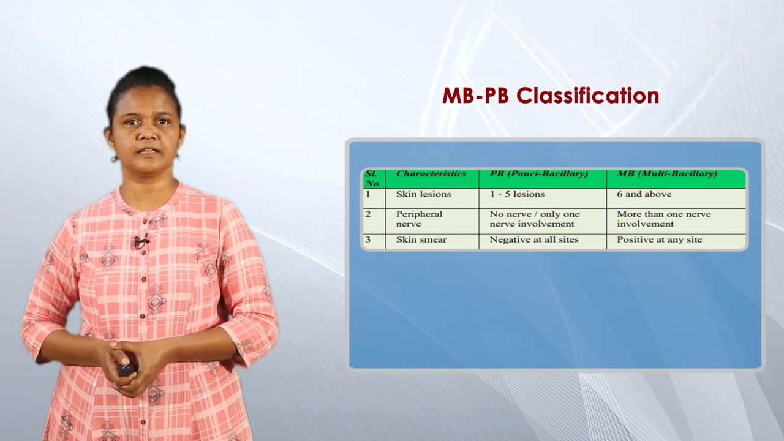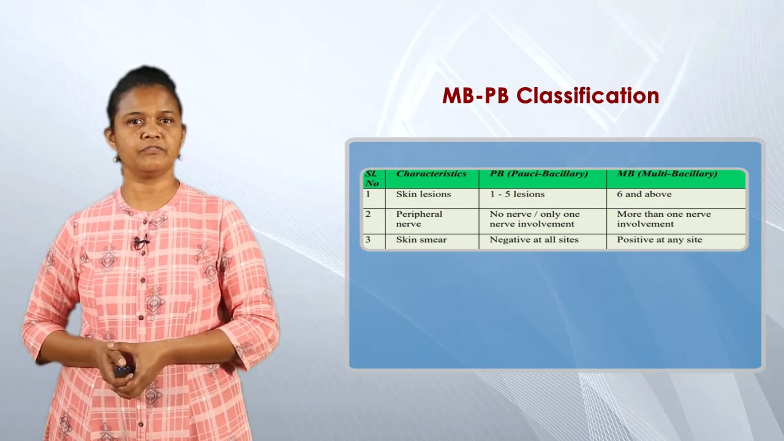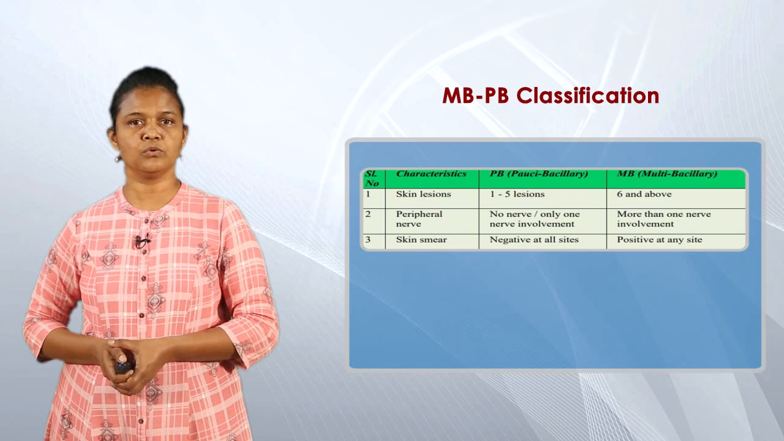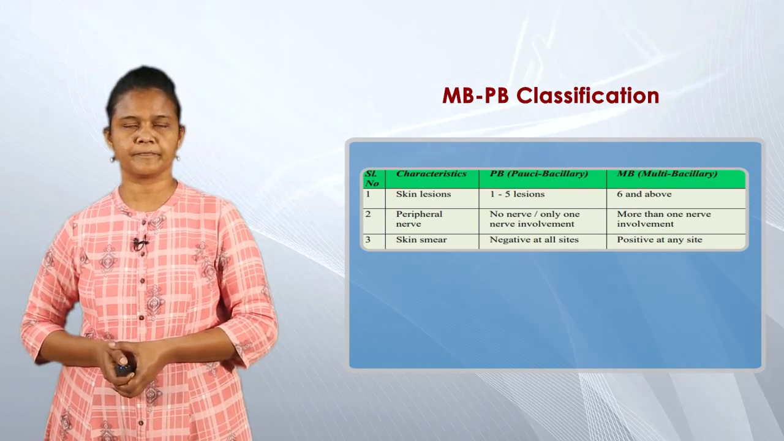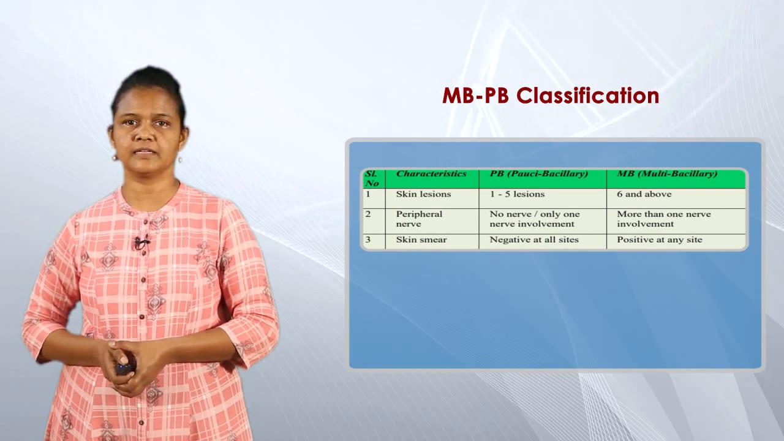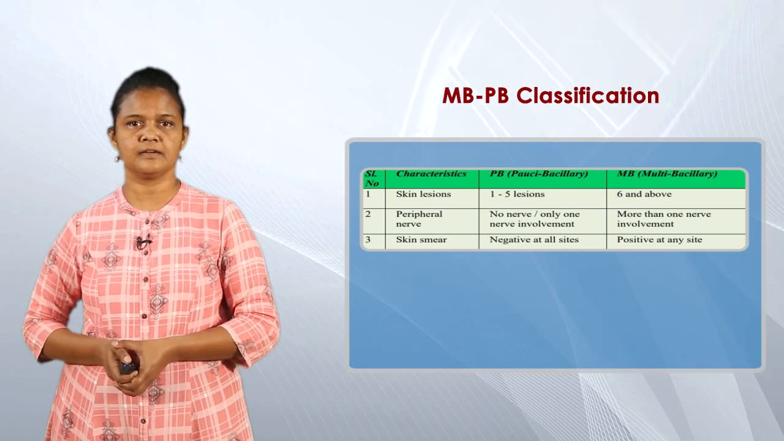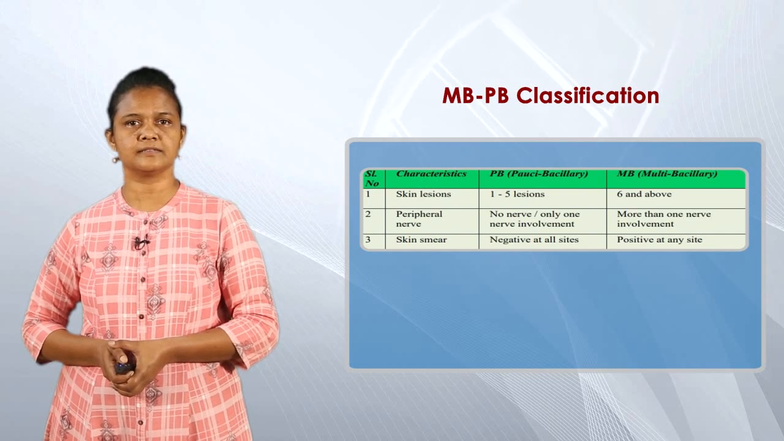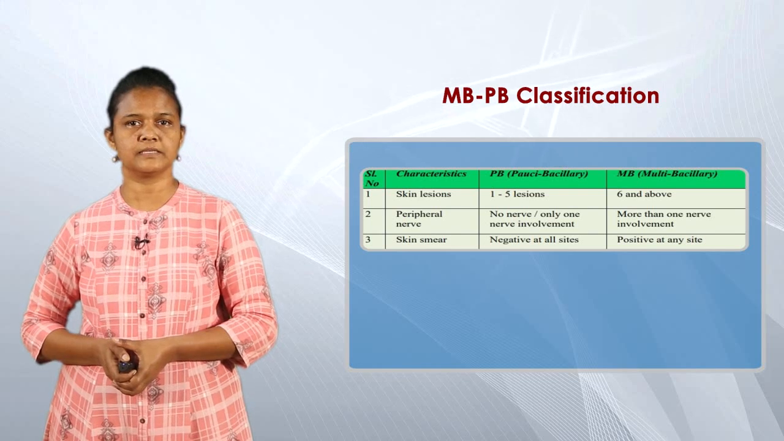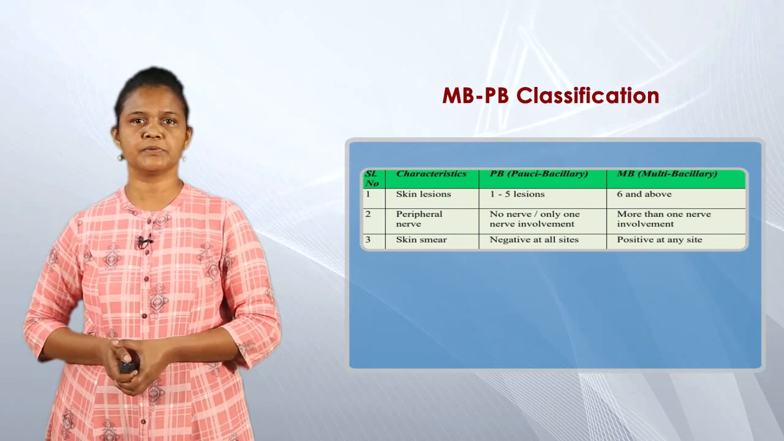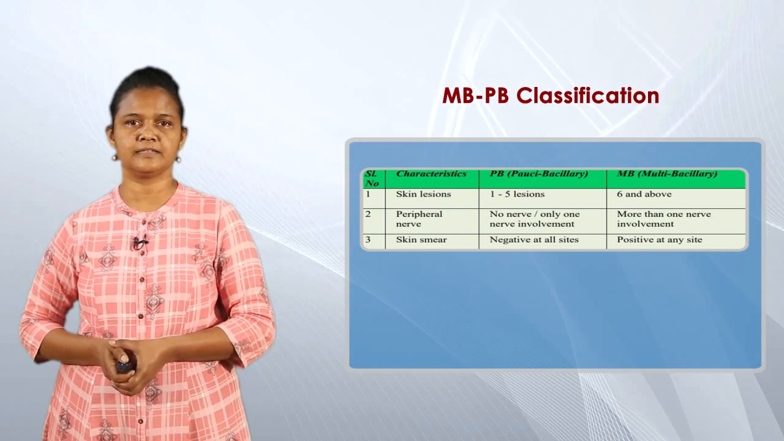In the paucibacillary case, the number of skin lesions varies from 1 to 5. There is no nerve or only single nerve involvement in the paucibacillary cases. And the skin smears are negative for the bacilli at all sites. Whereas in the multibacillary cases, the number of skin lesions is more than 5, the number of nerves involved is more than 1, and the skin smear is positive for the bacilli at any site.